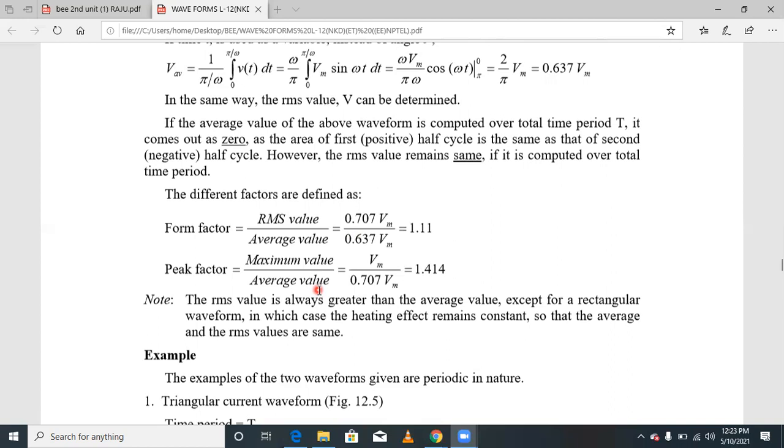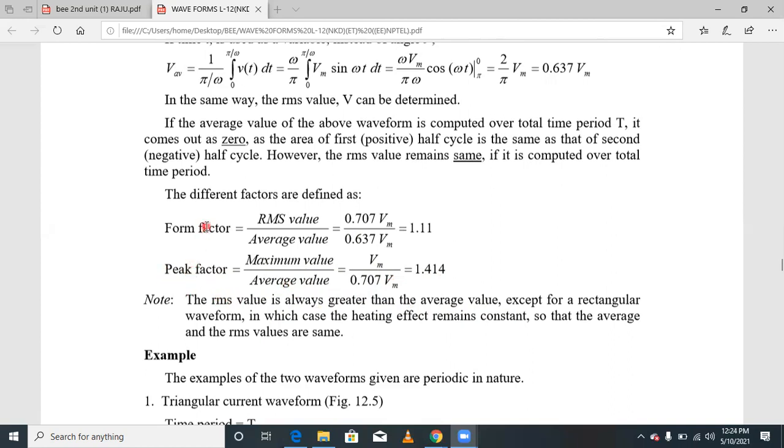Peak factor is equal to maximum value by RMS value. So peak factor is equal to Vm divided by 0.707 times Vm, which is equal to 1.414. So the RMS value is always greater than the average value.